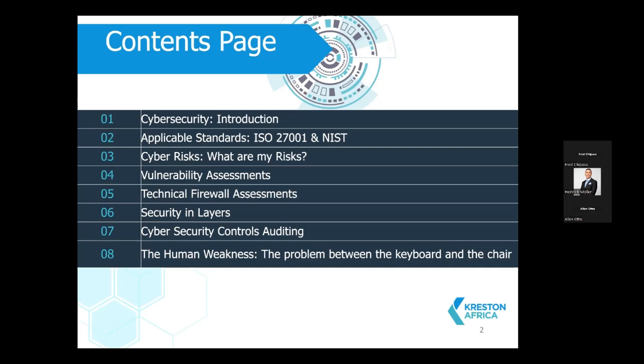And a very important issue that we also just need to cover is around the human weakness and how that affects our cybersecurity. Okay, so let's move into that introduction.